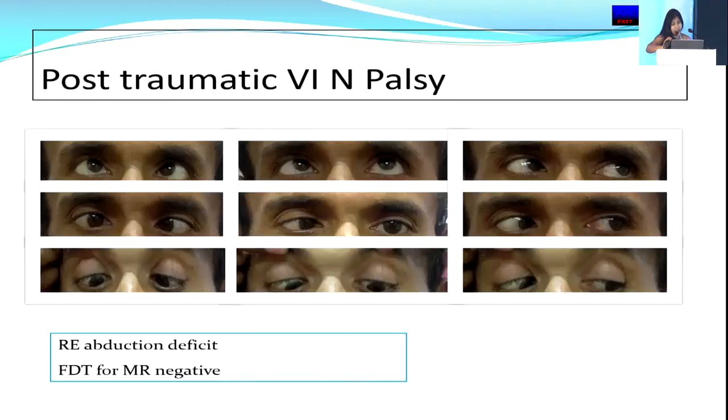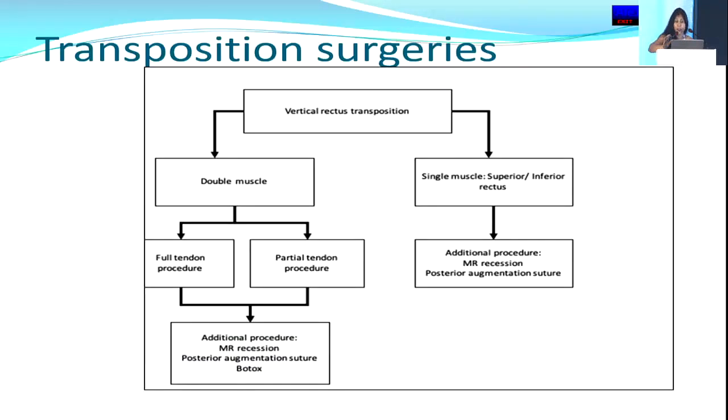Here is another case of post-traumatic sixth nerve palsy, and you can see that the abduction in the right eye is significantly deficient. But the FDT for MR is negative. So what's your choice? In such cases, you have a whole array of transposition surgeries.